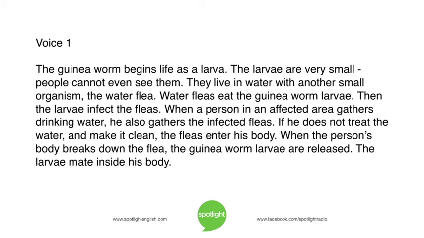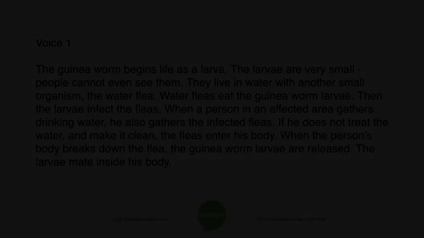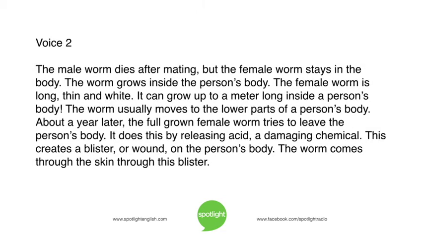When a person in an affected area gathers drinking water, he also gathers the infected fleas. If he does not treat the water and make it clean, the fleas enter his body. When the person's body breaks down the flea, the guinea worm larvae are released. The larvae mate inside his body. The male worm dies after mating, but the female worm stays in the body.